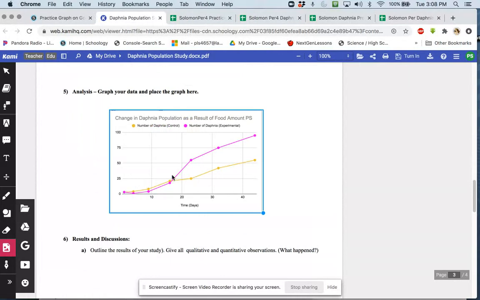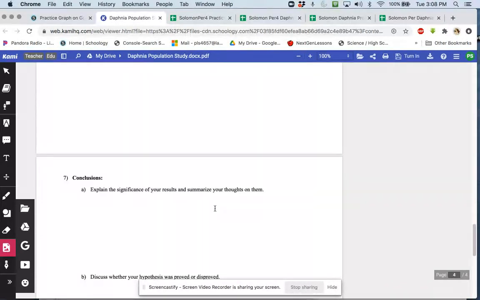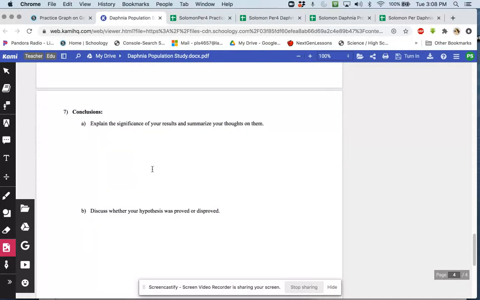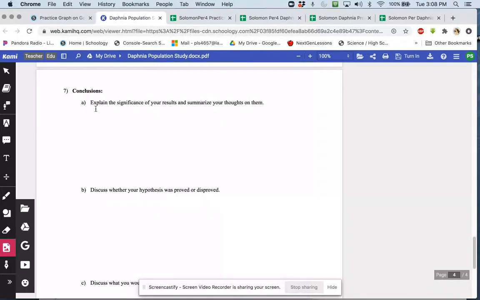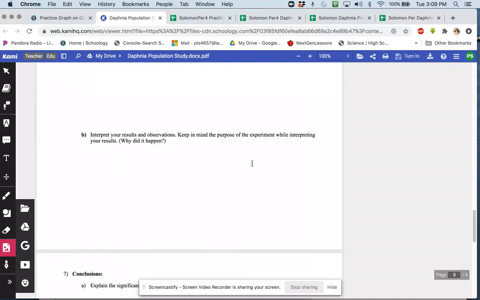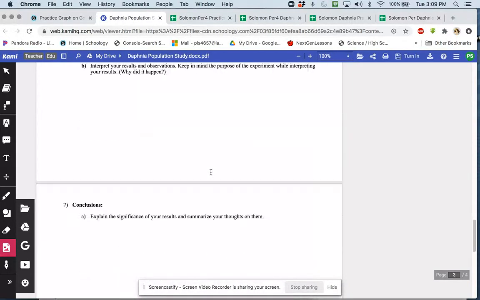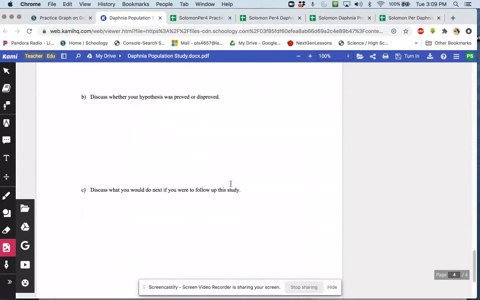Why do you think that the experimental bottle had so many more Daphnia? All right. Keep in mind the purpose of the experiment. What were we looking at? We were looking at adding double the amount of food. All right. And then explain the significance of your results and what your thoughts were. And discuss whether your hypothesis was proved or disproved. Back in the beginning, you wrote a hypothesis. Was your hypothesis correct? Yes or no? And then why? You know, like explain it.